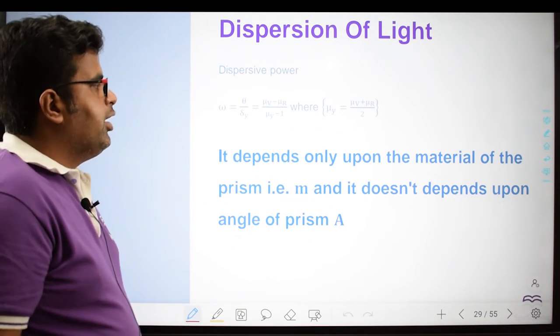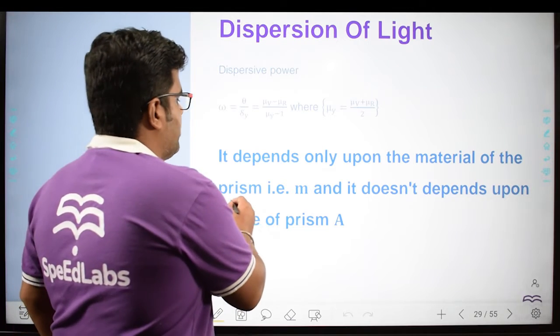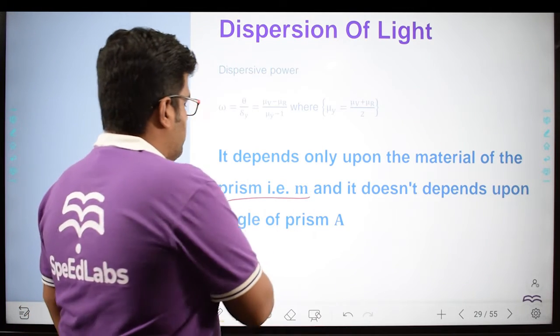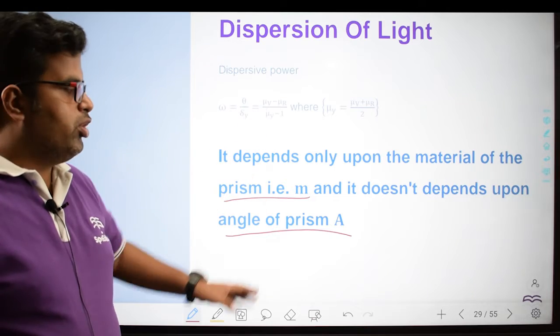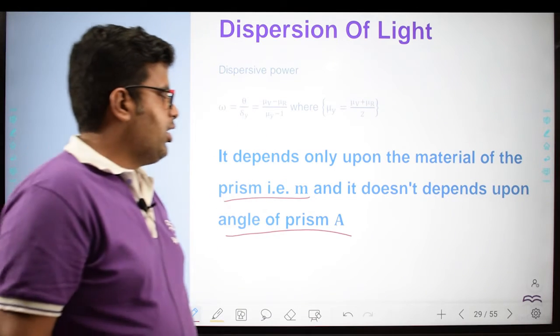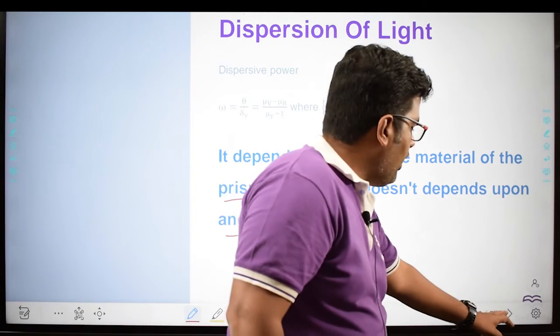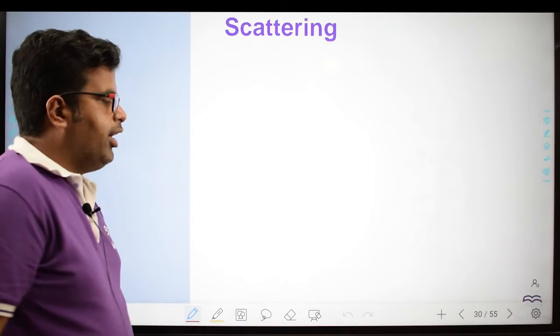Now we have seen that it depends on the material of the prism and it does not depend on the angle of the prism, because A is cancelled out, so it totally depends on the material of the prism. It does not depend on the angle of the prism. So that's the end of the topic.